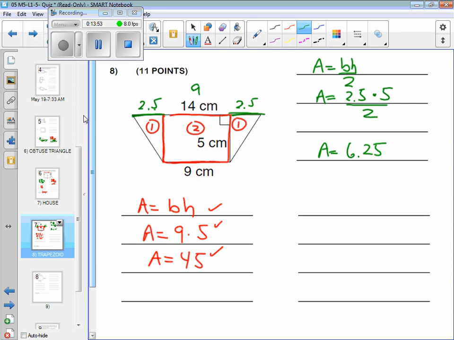Okay, and then the good news is once you've done one triangle, this is the same exact size triangle. So it's really another, without going through all the steps, it's another 6.25. And then when you add this and this and this, you get 57.5 square centimeters.